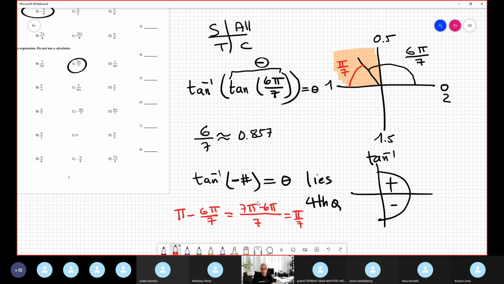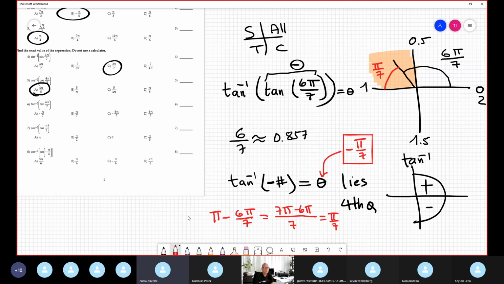But I know that the answer is not pi over 7, because pi over 7 positive lies in the first quadrant, and the answer is in the fourth quadrant. So the answer is minus pi over 7. Boom. Got it or no?